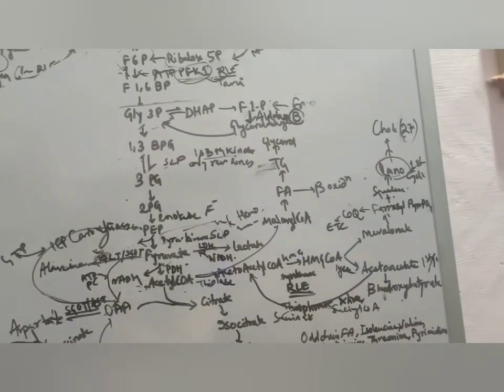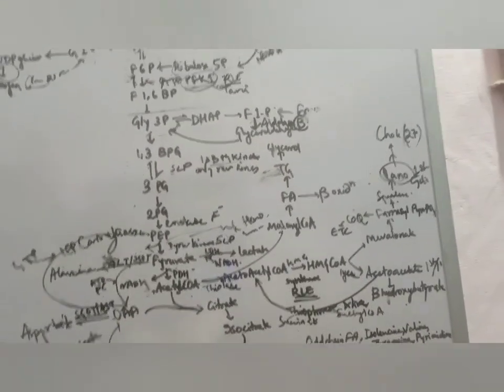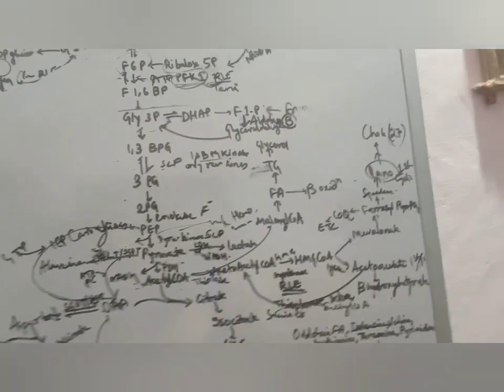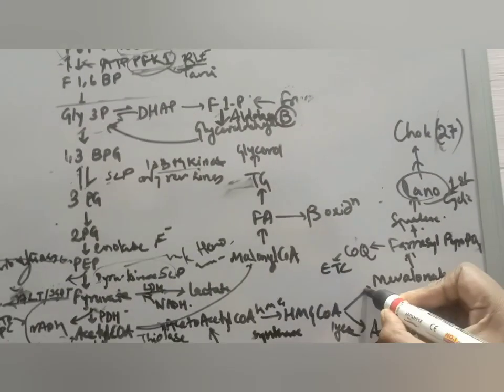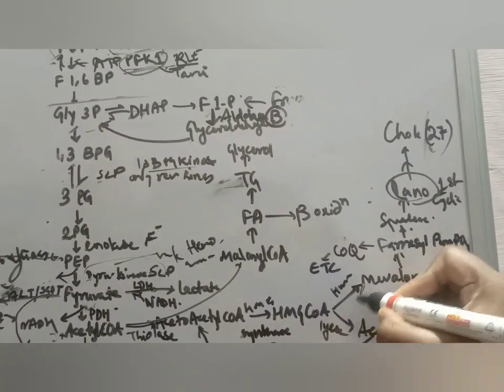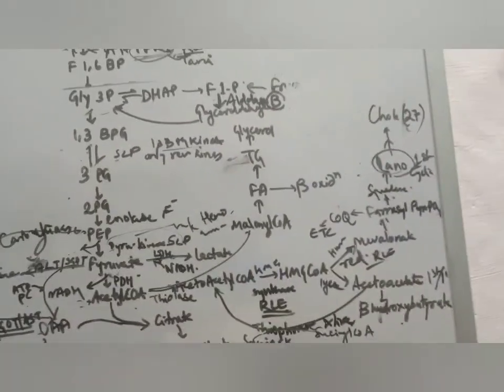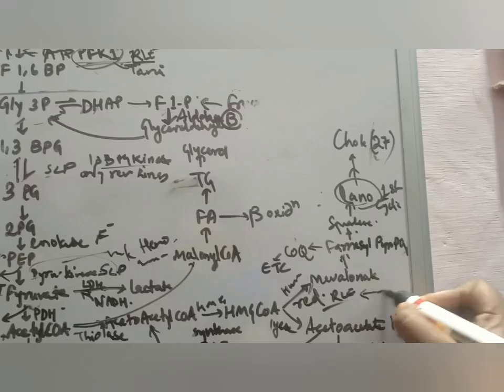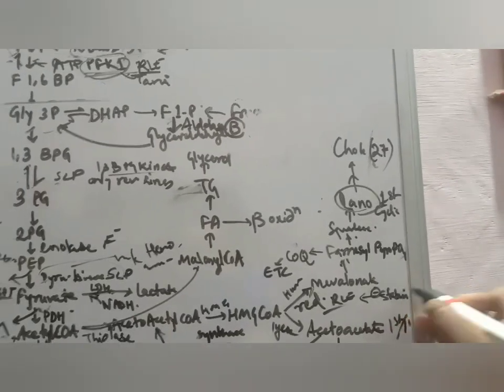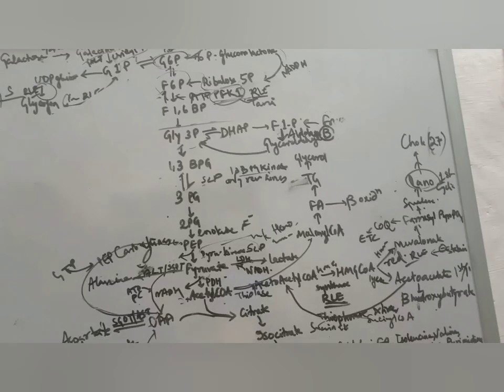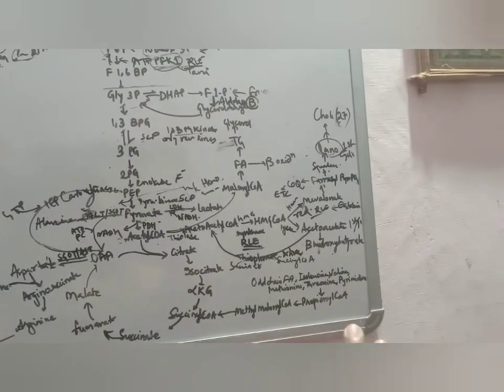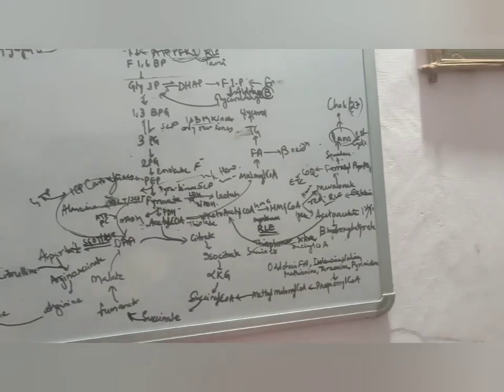What is the rate limiting enzyme of cholesterol synthesis? HMG coenzyme A reductase. This step from HMG coenzyme A to mevalonate is catalyzed by HMG coenzyme A reductase. This is the rate limiting enzyme of cholesterol synthesis, and statins inhibit this enzyme. This is also a previous year question. What enzyme is inhibited by statins? HMG coenzyme A reductase.